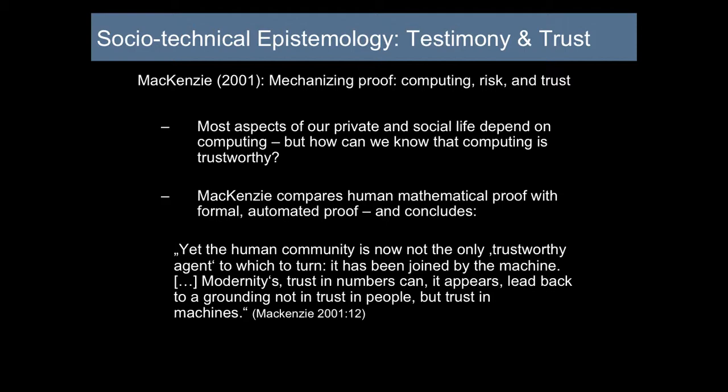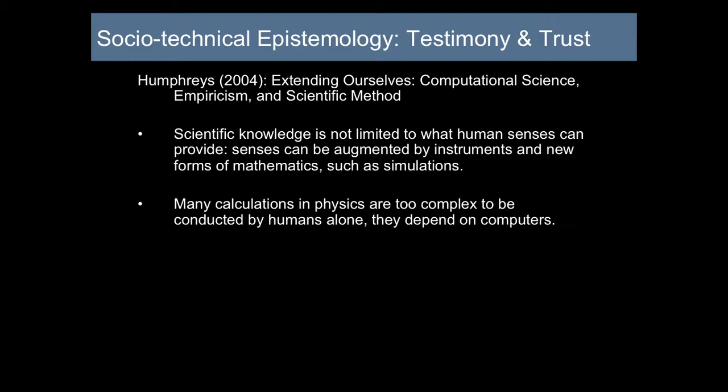providing a mathematical proof. The same is, of course, true in empirical sciences or in physics. There's a book by Paul Humphreys, Extending Ourselves: Computational Science, Empiricism and Scientific Method. And what he writes is similar now for other fields of research. Scientific knowledge, he writes, is not limited to what human senses can provide. Senses can be augmented by instruments and new forms of mathematics, such as simulations. Many calculations in physics are too complex to be conducted by humans alone.